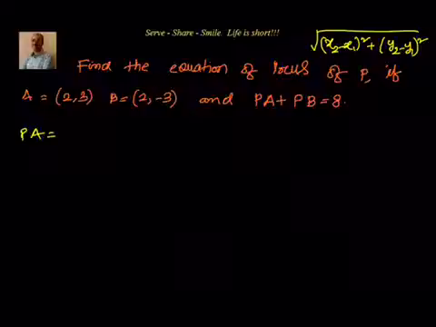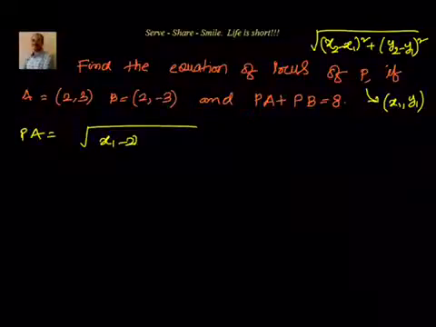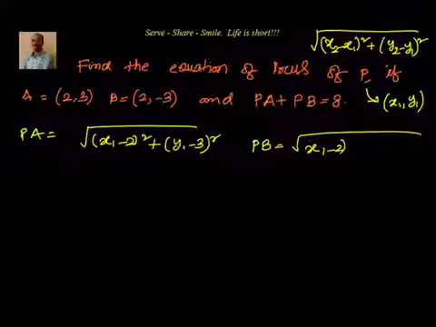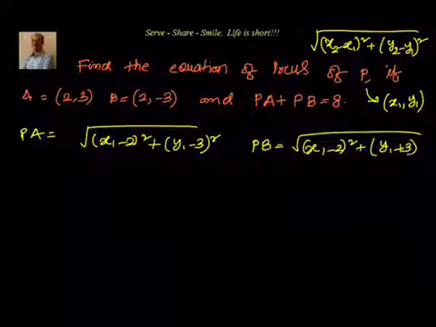Let P be a point on the locus with the coordinates x1, y1. So PA will be square root of (x1 minus 2) whole square plus (y1 minus 3) whole square. Similarly, PB will be square root of (x1 minus 2) whole square plus (y1 minus of minus 3), so (y1 plus 3) whole square. So that is PA and PB.